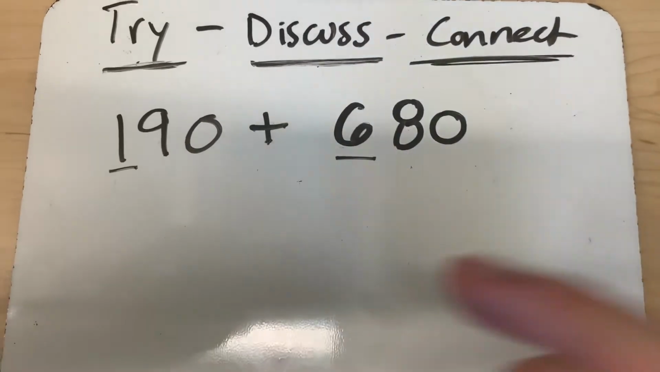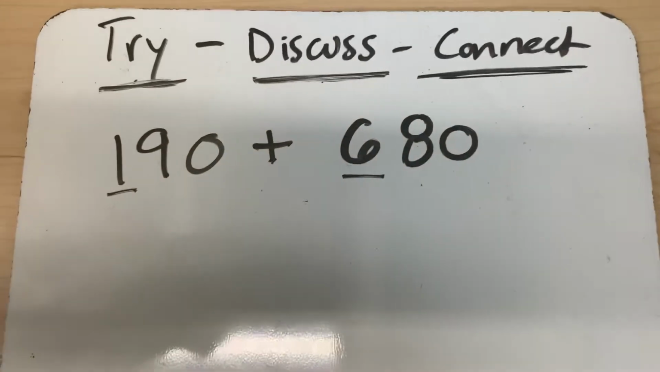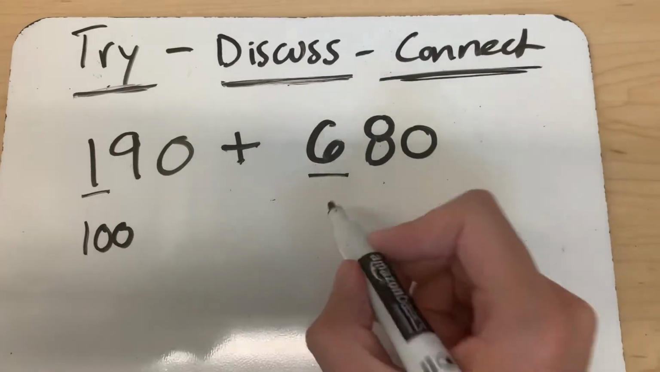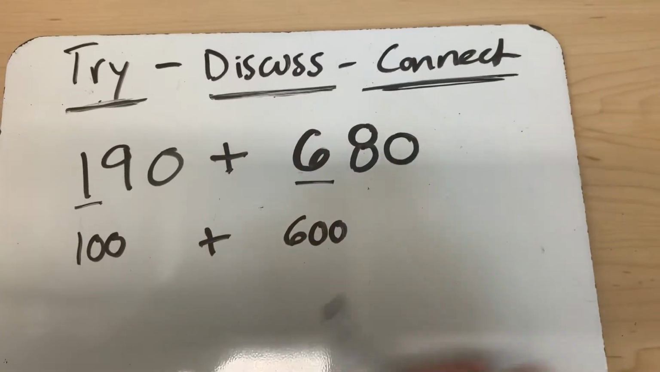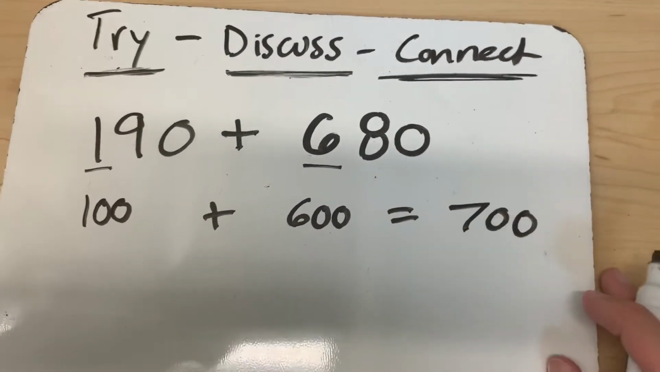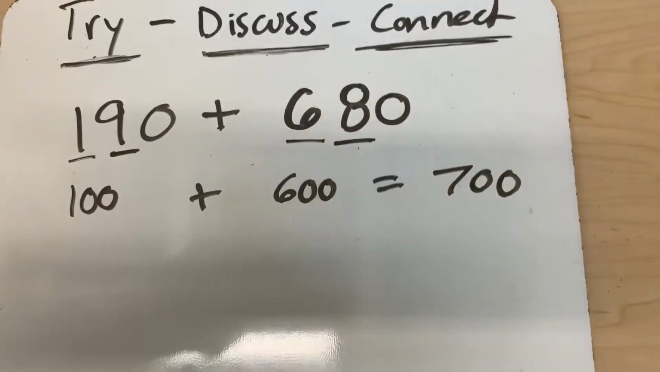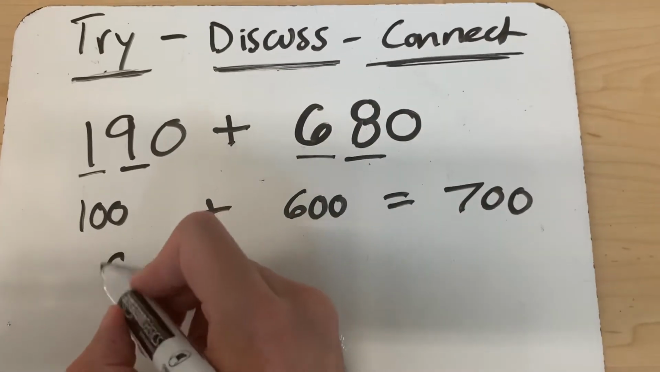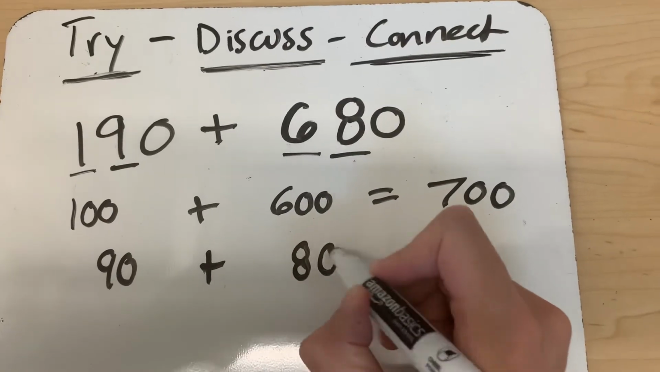by place value. So you can add the hundreds first. So here we have 100 and 600. So we can add those together. We get 700. 100 plus 600 is 700. Then we add our tens. We have 90 plus 80. So we have 9 tens plus 8 tens.